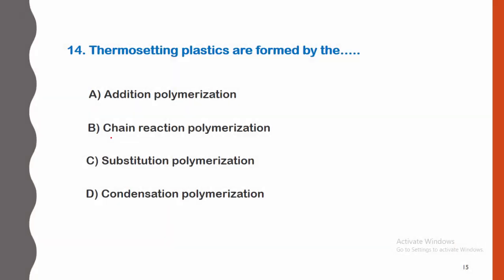14. Thermosetting plastics are formed by the A. Addition polymerization, B. Chain reaction polymerization, C. Substitution polymerization, and D. Condensation polymerization. The right answer of this question is option D. Condensation polymerization. Previously, I discussed that thermosoftening plastics are formed by addition polymerization. Here the question is about thermosetting plastics. Thermosetting plastics are formed by condensation polymerization.